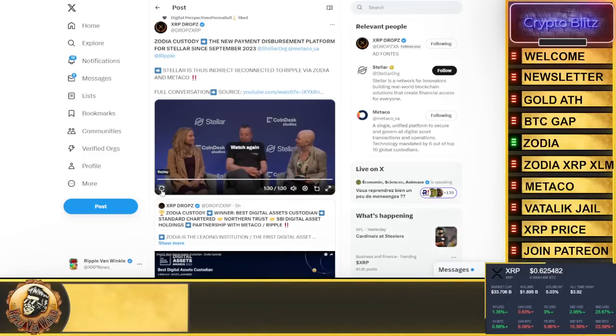So, folks, this is very interesting what's going on in this announcement, because we see Stellar is connected. We see that XRP is connected into this. We know about Mateco and Ripple's ownership or control of it. Now we see ZODIA, who's backed by SBI and Standard Chartered, connecting up to Mateco and what Ripple is doing.